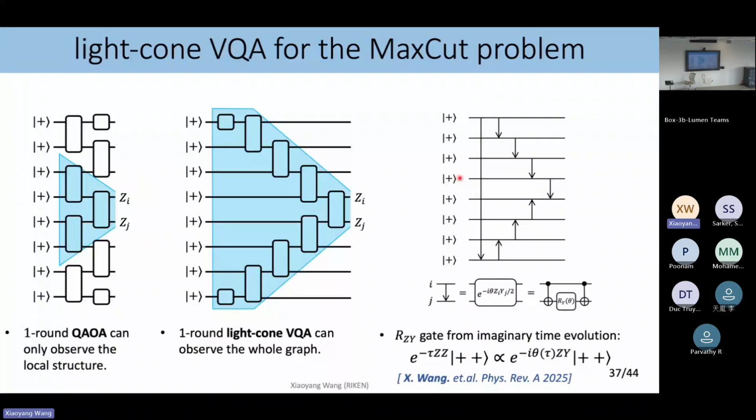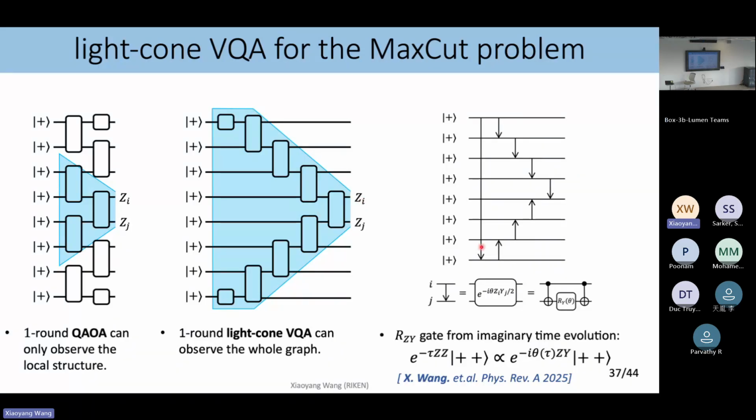And here we propose a new kind of variational ansatz called the Latcon variational ansatz for the Mascad problem. We notice that, for example, in the one-round QA method, the quantum gates are arranged in this brick wall pattern, in this even-odd and even-odd pattern. In this Latcon variational method, we arrange these two-qubit gates along the edges of this Latcon.